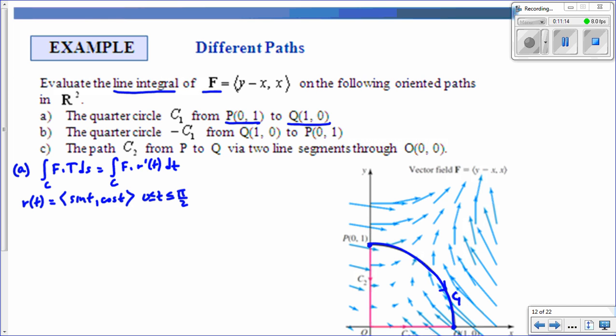So now look at our vector field, F, and rewrite it in terms of t using the parameterization you just found. Cosine of t is our y, and sine of t is our x. And then the x, again, is sine of t. So this is the vector field in terms of t. Now, the integral will be the f dot r prime. Well, we need to find r prime. R prime of t will be equal to cosine of t, negative sine of t.